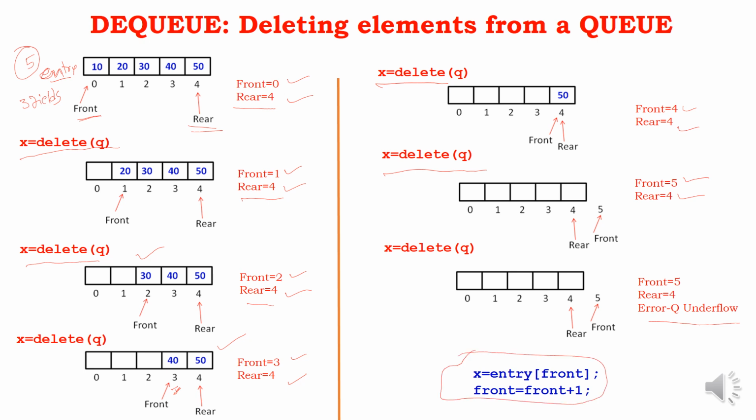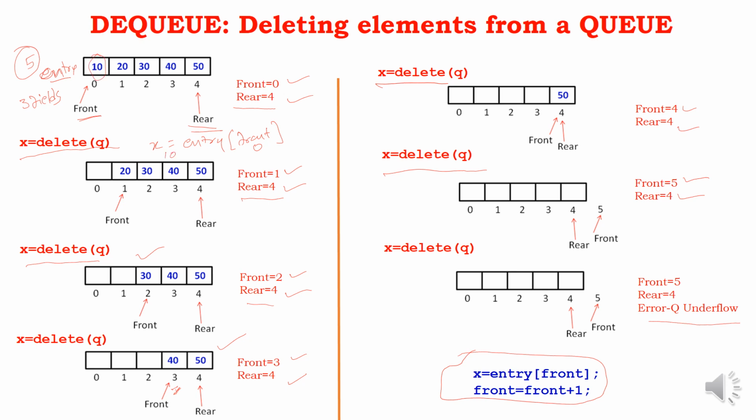X is entry of front, and front is front plus 1. Suppose in this example, when you try to delete an element, what happens? X is entry of front. So what is entry? This array. Entry of front, front is 0. Entry of 0 is 10. 10 is placed in X.